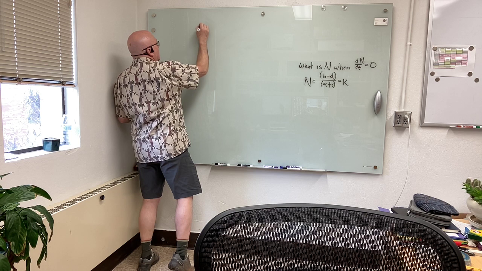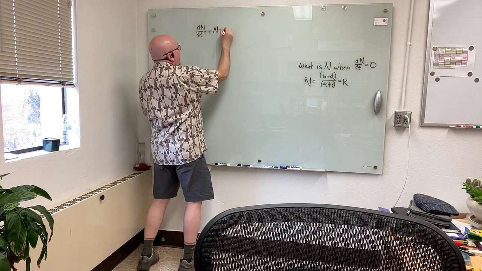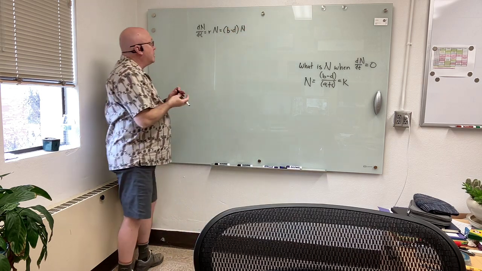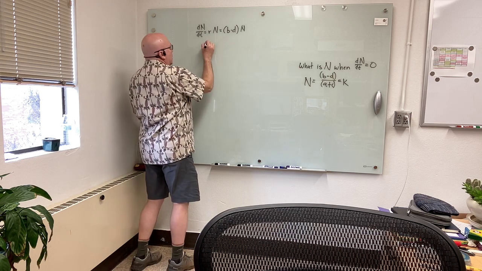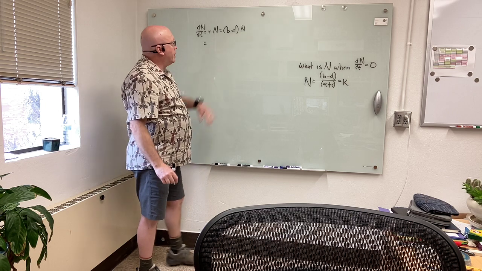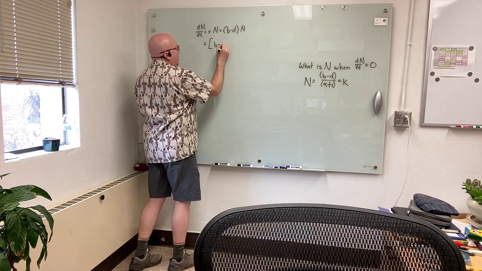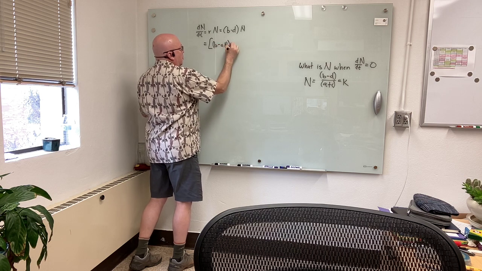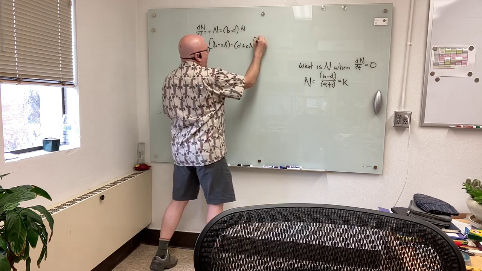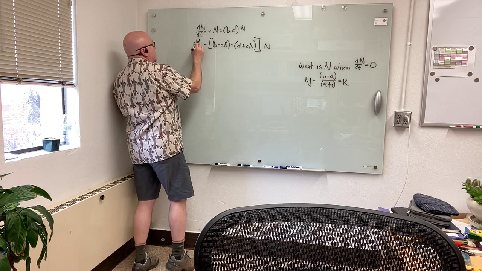Once again, we had dN over dt equals r times N. We realize that this is birth rate minus death rate times N. And we realize that this can be expanded to include population limitation by basically doing this as B minus AN minus D plus CN, and that is all multiplied times N. Now we're not going to set it equal to 0.